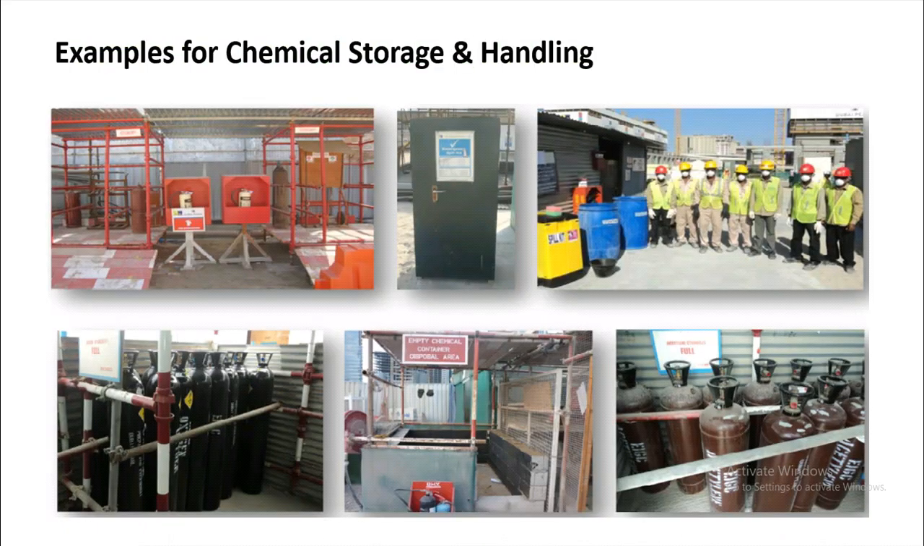Example of chemical storage again, here in the next pictures, you can see. For that example, in the top right corner, you can see those people who are trained to use those chemicals. Oxygen and acetylene are stored separately, and also the secondary containment for the empty chemical container disposal area.